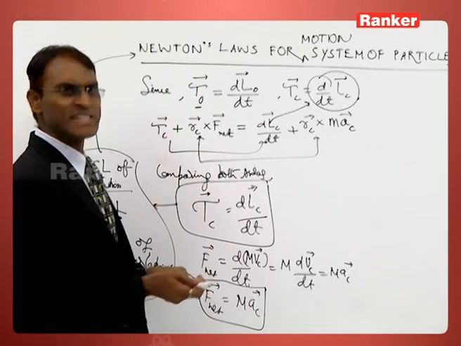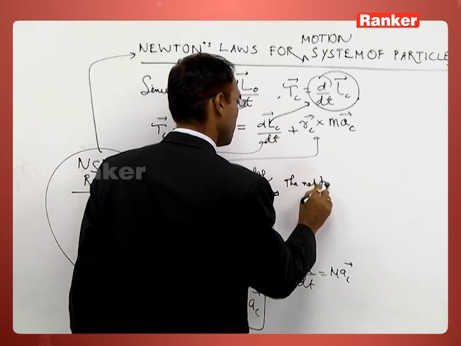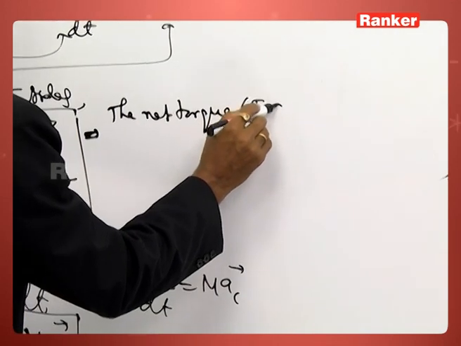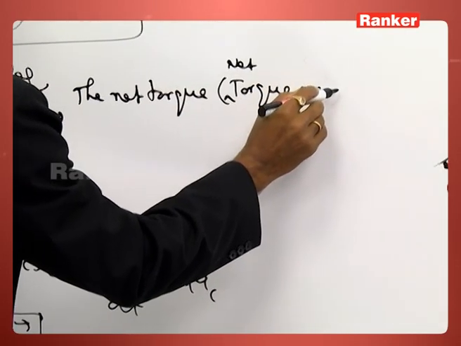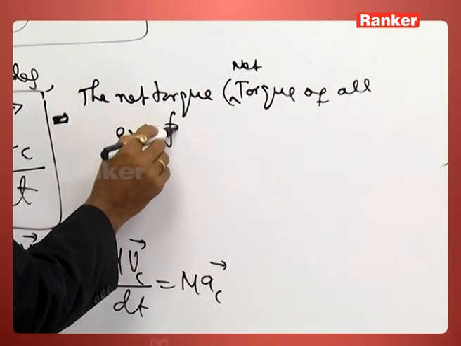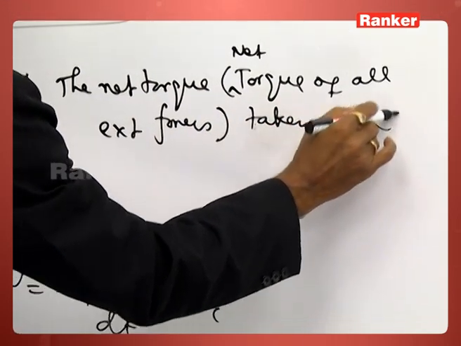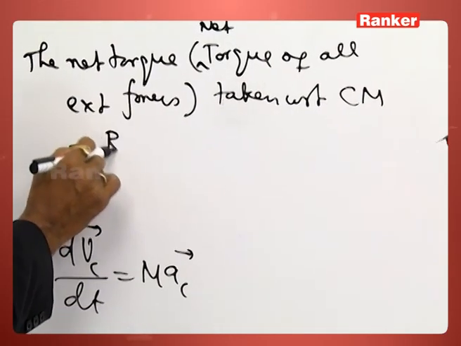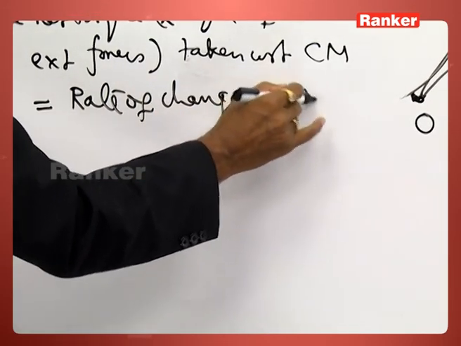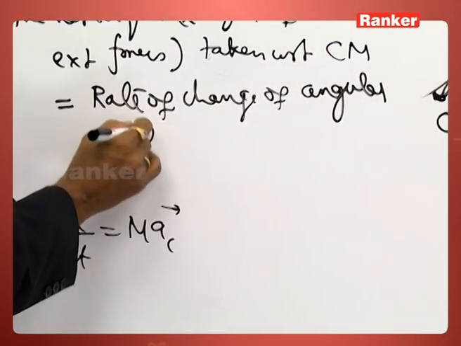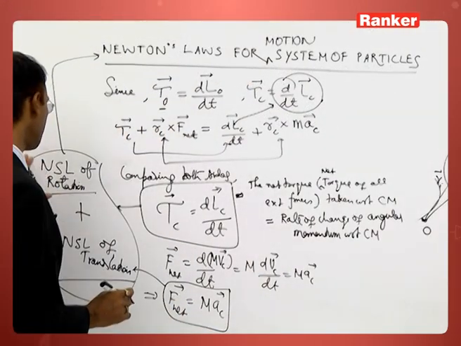The Newton's second law of rotation states that the net torque of all external forces taken with respect to the center of mass is equal to the rate of change of angular momentum with respect to the center of mass. This is called Newton's law of rotation.